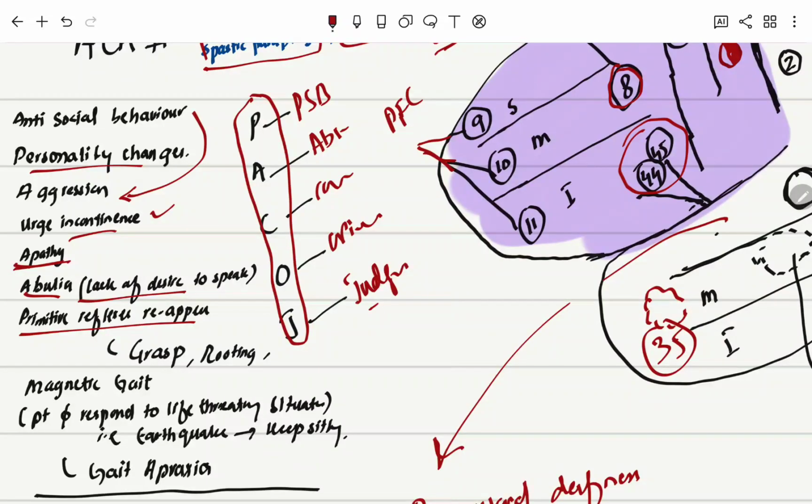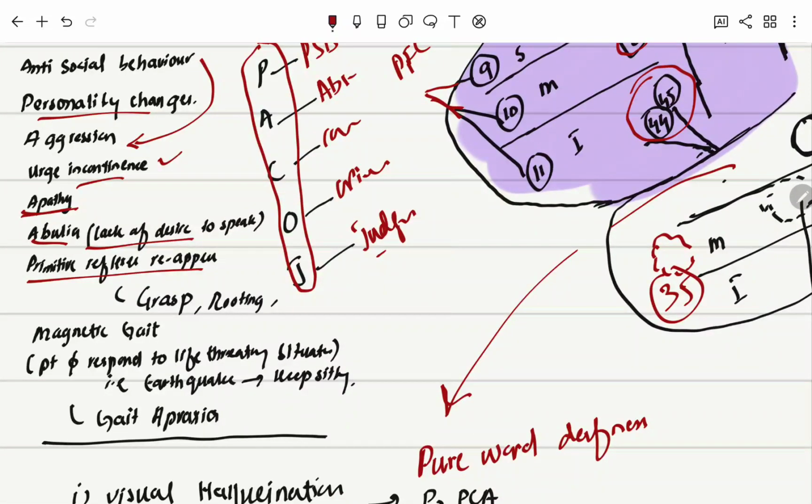And there will be the rooting reflex. If you tap on the cheeks of these patients, just like babies, they are going to look for the breast. All right, so another thing is the magnetic gait. The patient won't respond to a life-threatening situation, like if there is an earthquake, they will keep sitting there, right? So that is called magnetic gait. This is basically called gait apraxia, right?